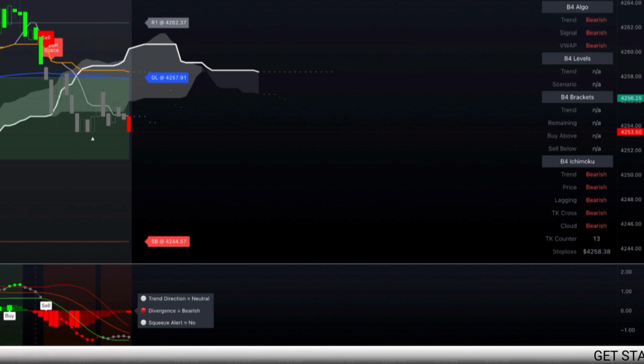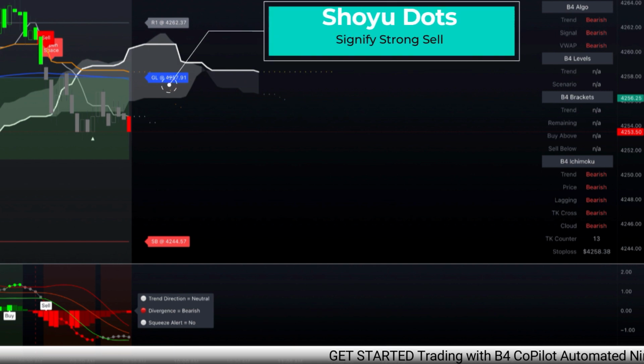What I'm showing here is our B4 algo, with one of our add-on indicators, the B4 algo Show You. It's an advanced Ichimoku indicator that we built here at B4 to help us with our forecasting. You can see the Show You dots there on the screen. Those are a forecast of the Ichimoku lines.